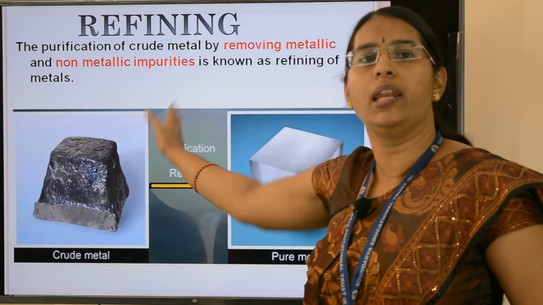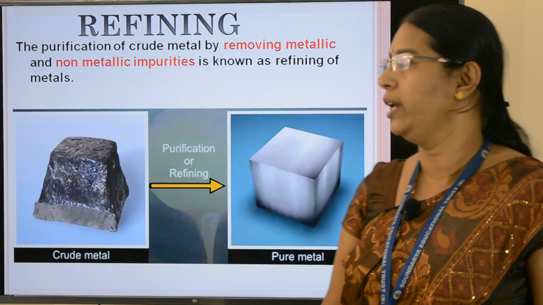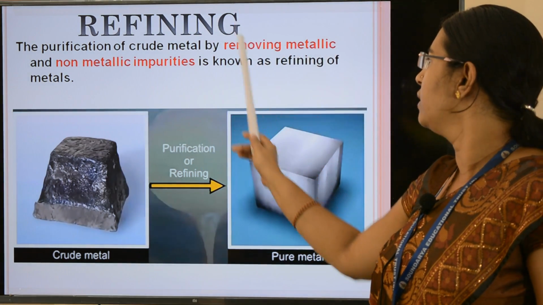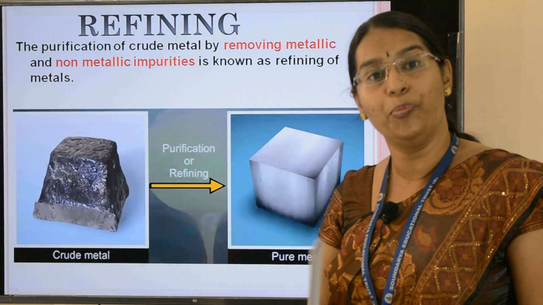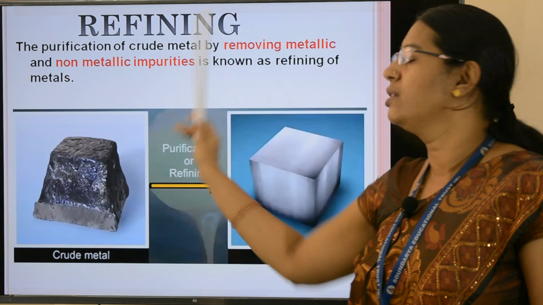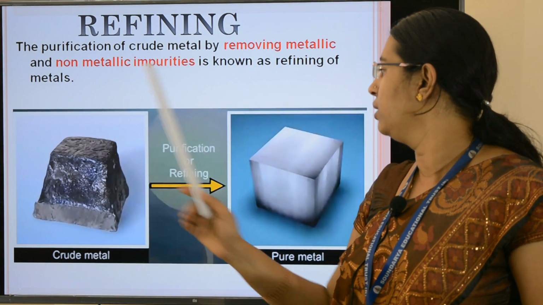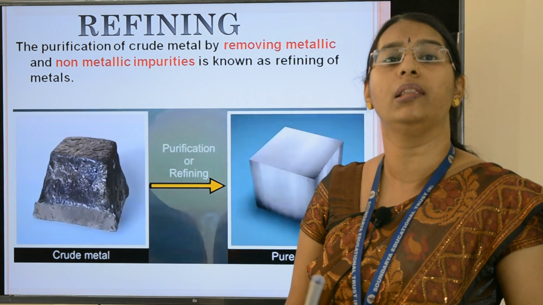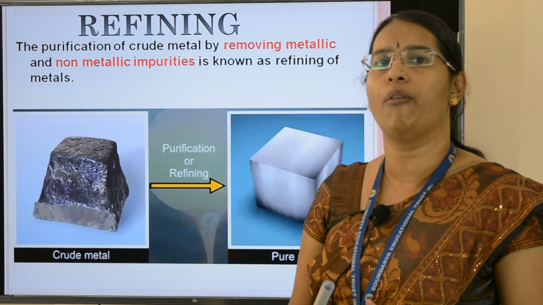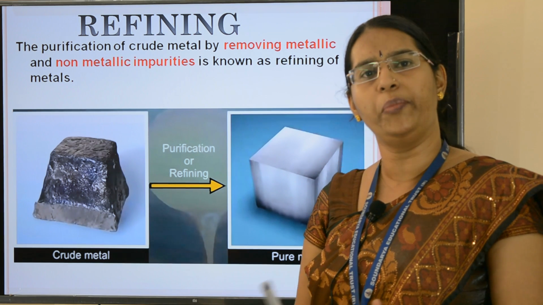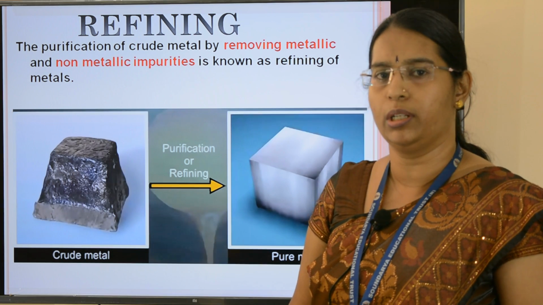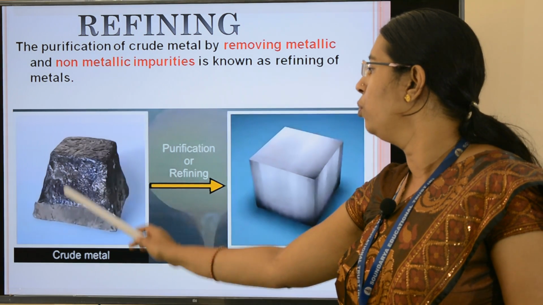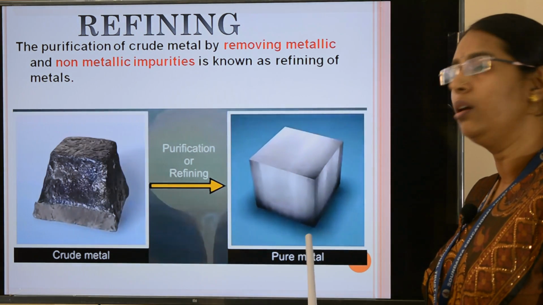Next is the refining process. So what is refining? It is nothing but the purification of the crude metal by removing some metallic or non-metallic impurities. That is called refining of metal. So after the reduction you are going to get some impure form of metal which may have some other impurities. It may be in the metallic form, or sometimes some non-metals also may be combined in the form of impurity. So in the refining or purification process, we want to remove all such impurities in order to get the pure metal.